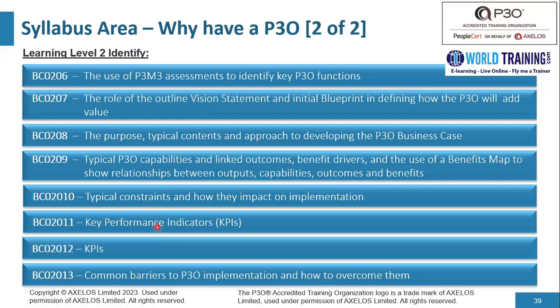In other words, what can be the measurements that we could use to say, well, this particular initiative, this particular implementation was a successful one? So we would look into some key performance indicators to gauge the success of a P3O implementation. And we would give you some examples of those KPIs.